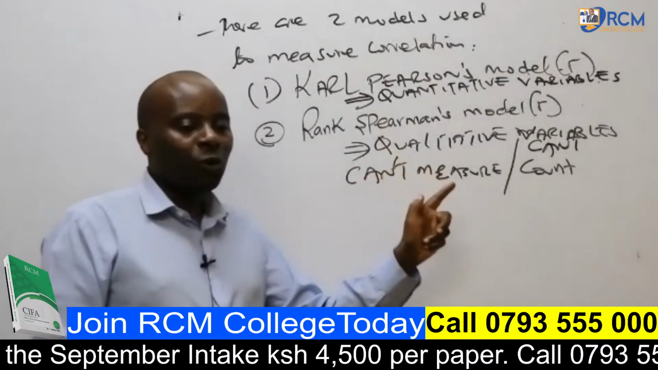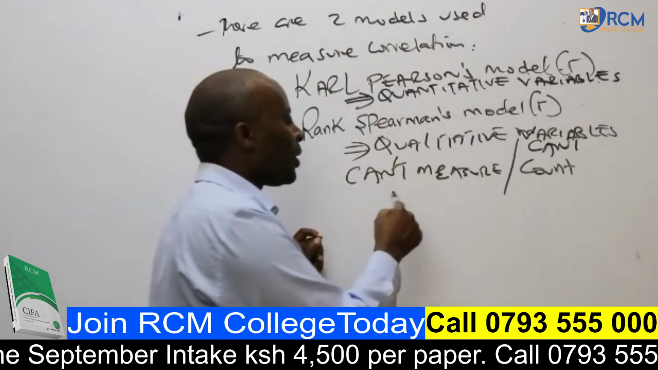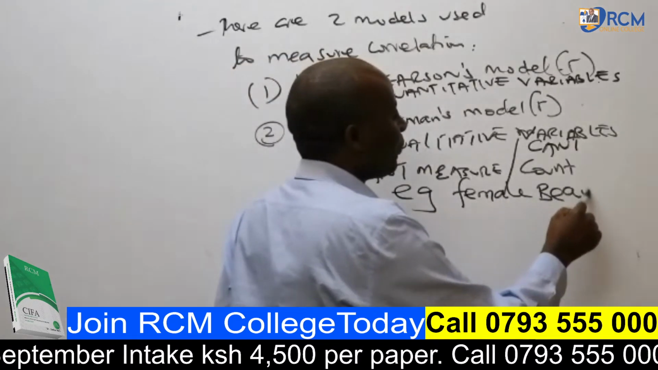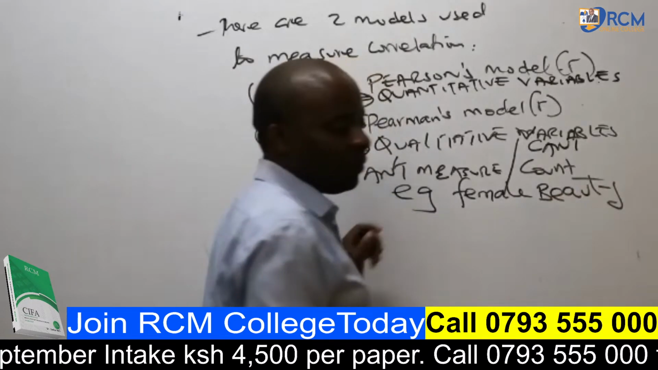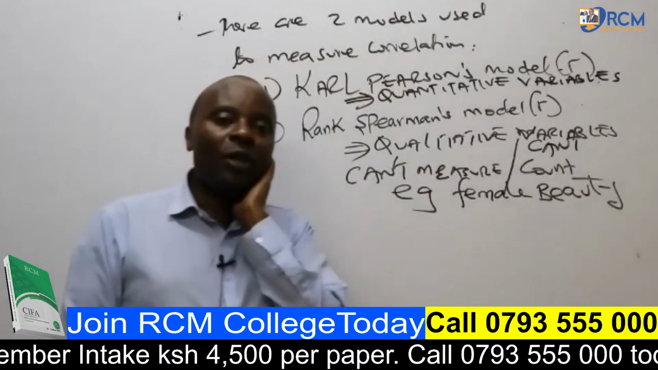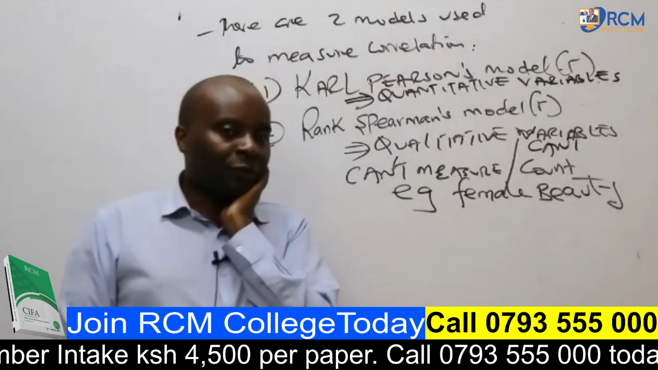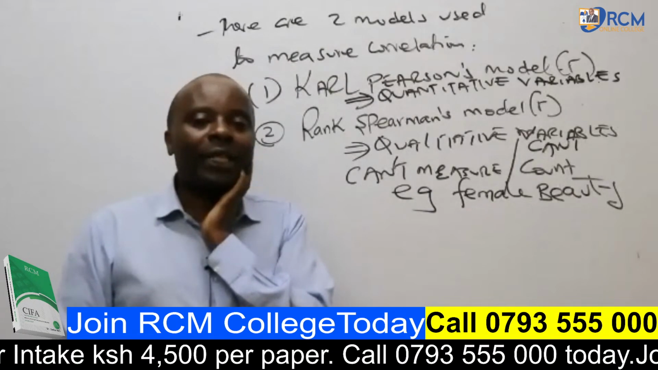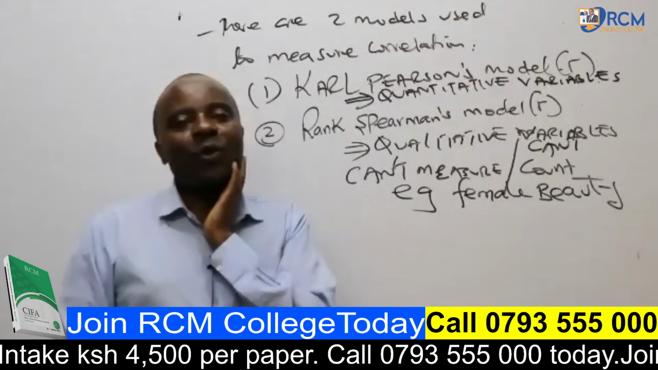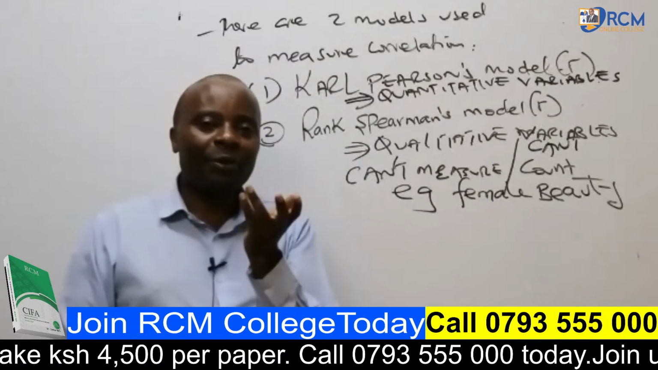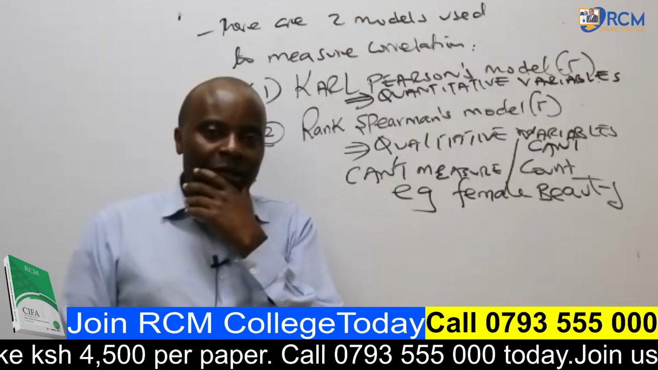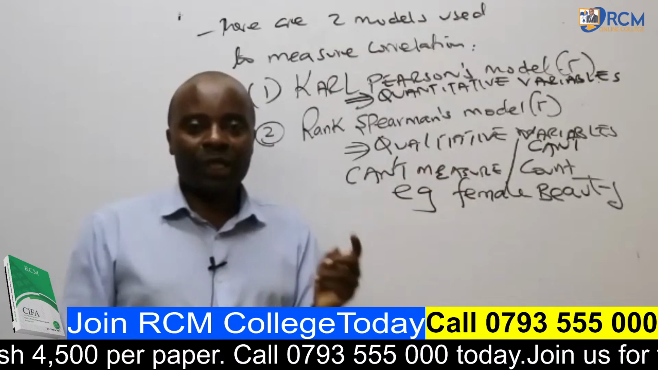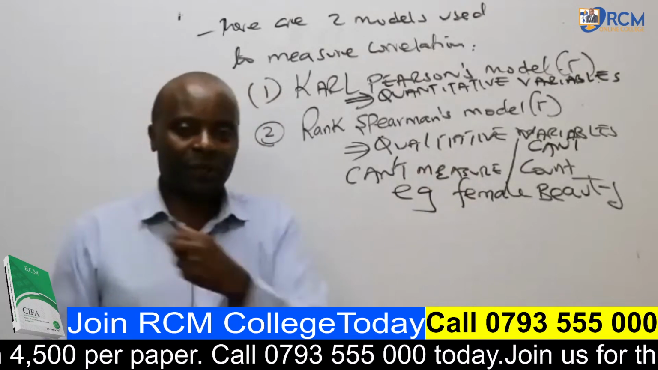Qualitative variables. A very good example of a qualitative variable, ladies and gentlemen, is female beauty. There is no way you'll be able to measure how beautiful a lady is. That's an impossibility. So the gentleman here, Frederick, there is no way you can start telling us that my wife is 90% beautiful. These are qualitative variables, and all qualitative variables are subjective. What you see as beautiful may not be beautiful to someone else.